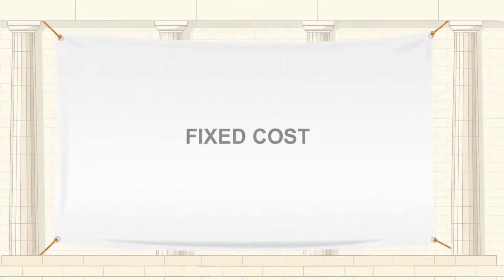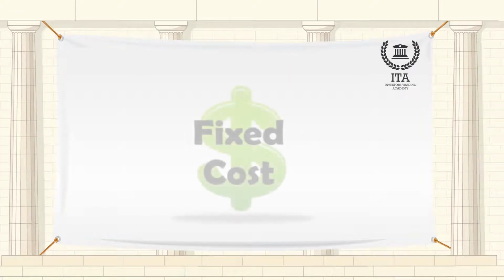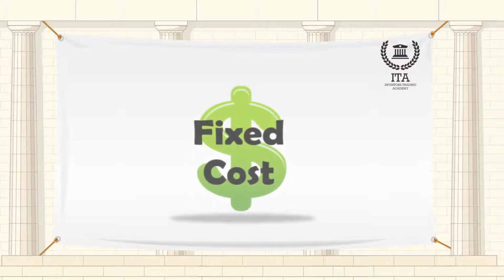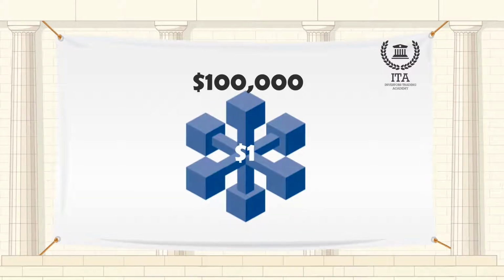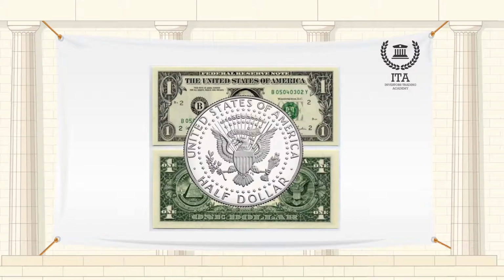Our word of the day is fixed cost. In economics, a business can achieve economies of scale when it produces enough goods to spread fixed costs. For example, the $100,000 lease spread out over 100,000 widgets means that each widget carries with it $1 in fixed costs. If the company produces 200,000 widgets, the fixed cost per unit drops to 50 cents.